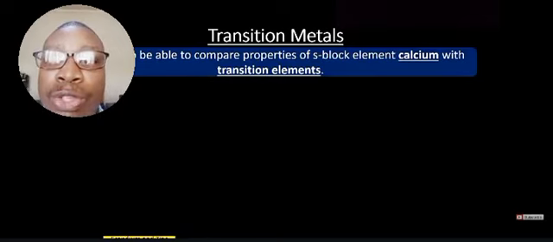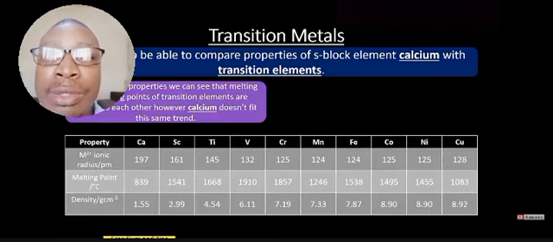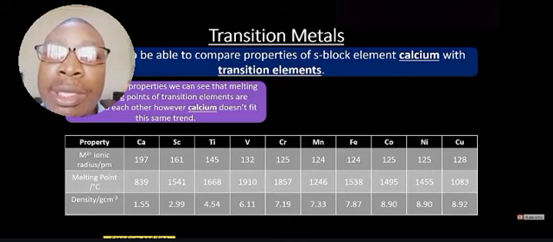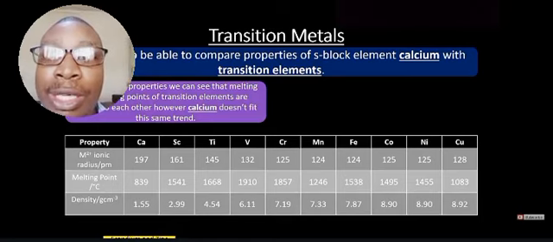In this particular video, we'll continue with the properties of transition elements. You must be able to draw some comparisons between your S-block elements and transition elements. It's very important for you to be able to do that. In this table, you're given the data for ionic radius. Generally speaking, your transition elements have a lower ionic radius compared to an S-block element, calcium. When you look at melting point, you realize that your transition elements have a higher melting point compared to that S-block element, calcium. And when it comes to density, your transition elements have a higher density compared to that S-block element.